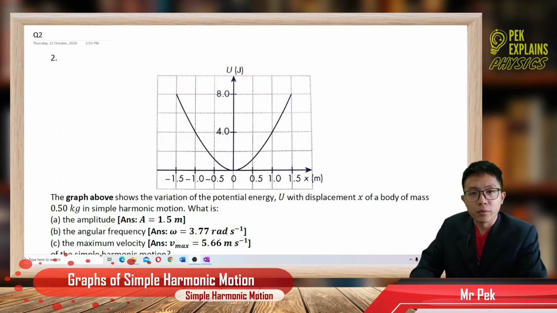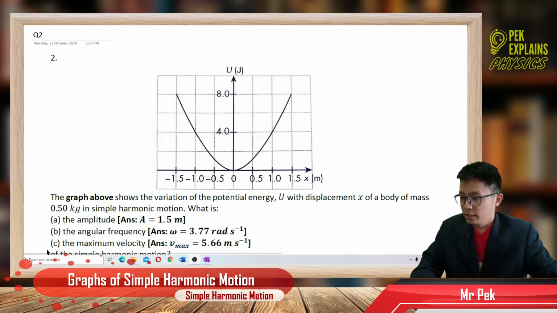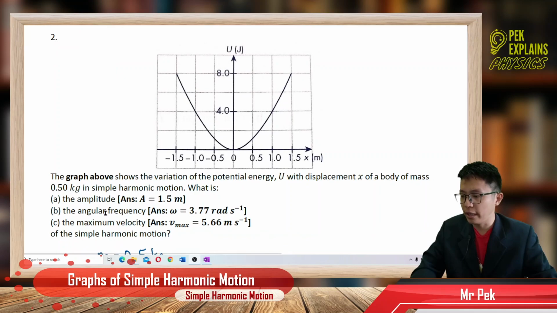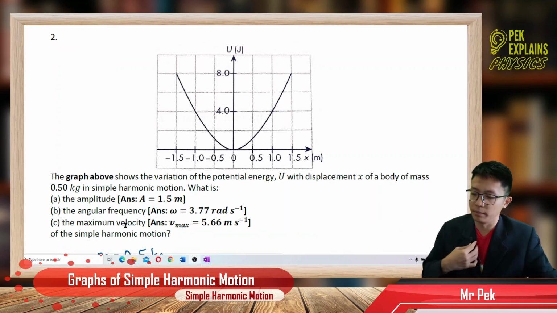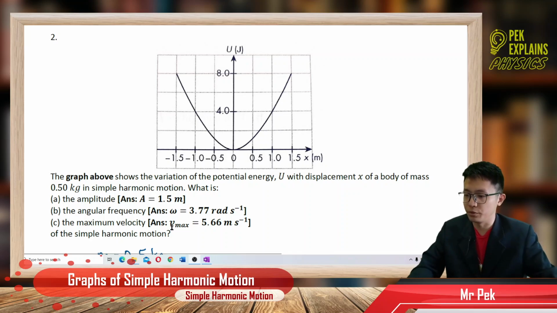Okay, now the second question in graph of simple harmonic motion. The graph above shows the variation of the potential energy U with displacement x of a body of mass 0.5 kilogram in a simple harmonic motion. What is the amplitude, the angular frequency, and the maximum velocity of the simple harmonic motion?